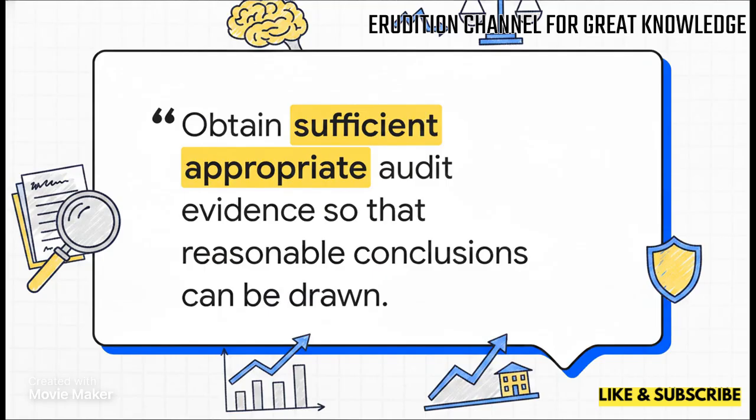This quote summarizes exactly what SA 500 demands of you. The auditor should evaluate whether he has obtained sufficient appropriate audit evidence so that reasonable conclusions can be drawn therefrom. Everything we've just discussed, from assessing entity risks to actively inspecting documents and analyzing trends, serves that one singular goal. You need enough of the right evidence to make a reasonable conclusion.